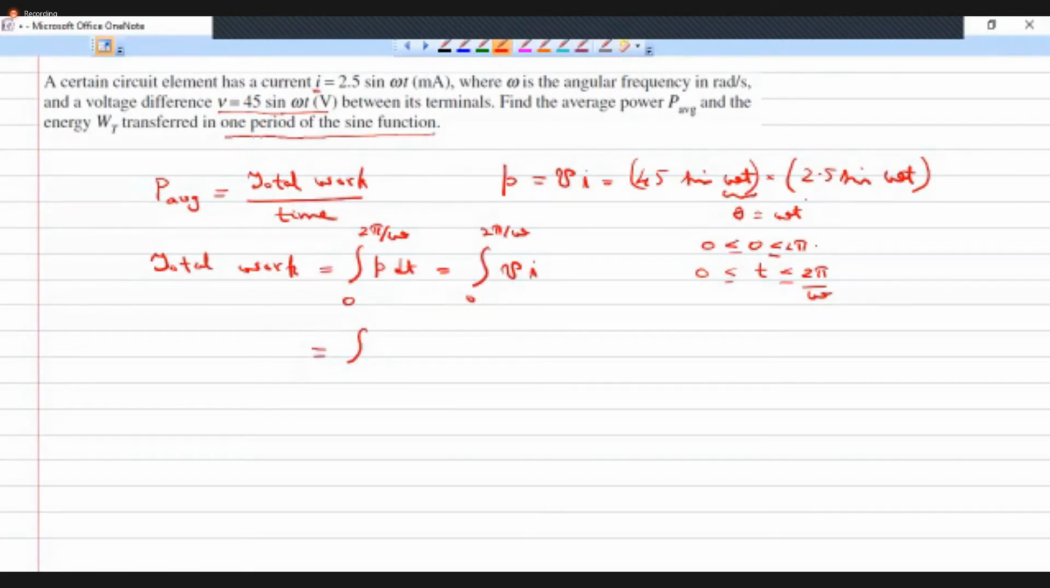What is this? 45 into 2.5. 112.5. Then sin omega t into sin omega t will be sin square omega t. Integrate it from 0 to 2 pi by omega, with respect to t.